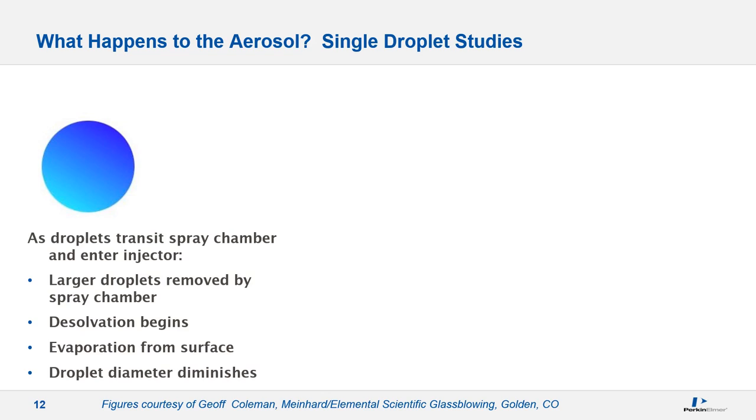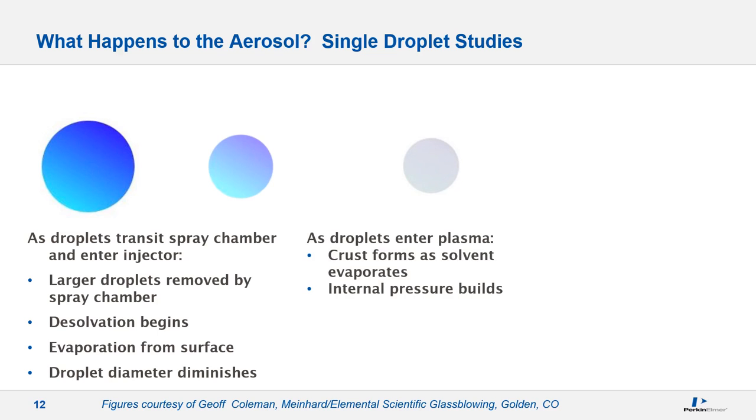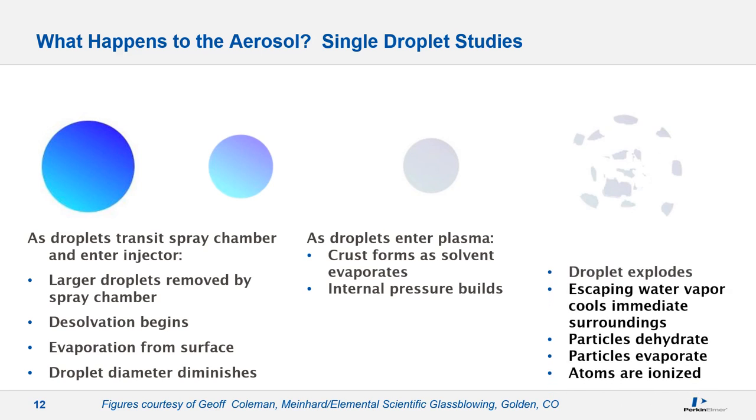First, as the aerosol enters the spray chamber, the larger droplets are removed to the spray chamber drain. This is about 95 to 98% of all the droplets that your nebulizer produces. The smaller droplets start to desolvate and the water evaporates from the surface. As this happens, the droplet diameter gets smaller and a salt crust starts to form around the droplet. The water inside the salt crust begins to heat and boil, and the internal pressure builds. Then the droplet finally explodes and the water vapor left inside the droplet cools the surroundings. The remaining particles dehydrate and evaporate to a gas. Finally, the atoms of the elements in the particles are excited or ionized and emit the light we measure in the ICP.